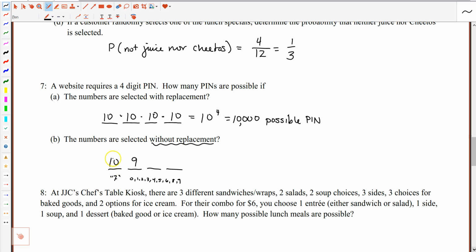So on the first spot, you're totally open in all 10 digits, but then your count gets reduced based upon the choice made previously. You're only going to have 9 digits left. Then there would be 8 for the next spot and 7 for that last spot. So you multiply those together using our counting principle, so there's going to be 5,040 possible pins if your pin has to have all the digits without replacement.